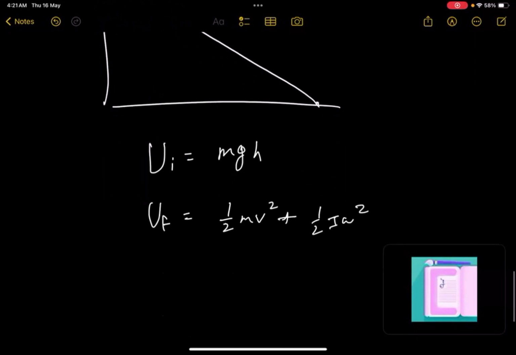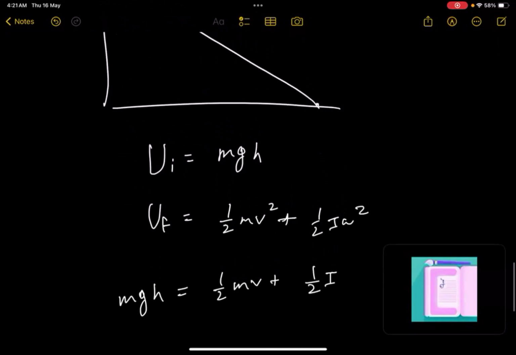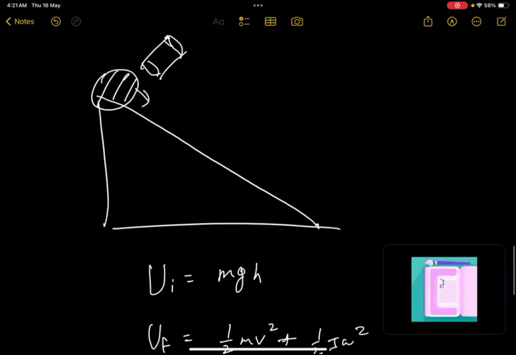So you will just equate both: mgh equals 1 by 2 mv square plus 1 by 2 times I times omega square. Now this is like a pure rolling case, right? So in pure rolling, you know that v equals r omega, right? For pure rolling.